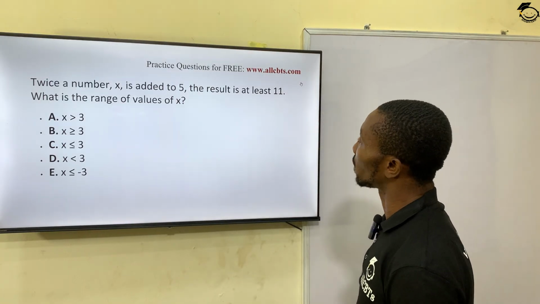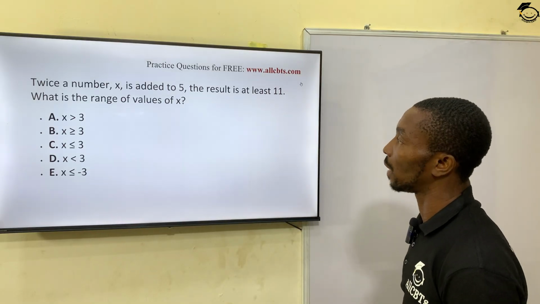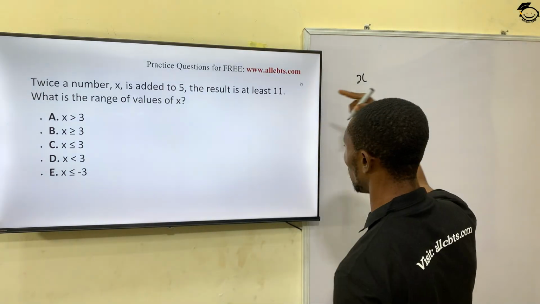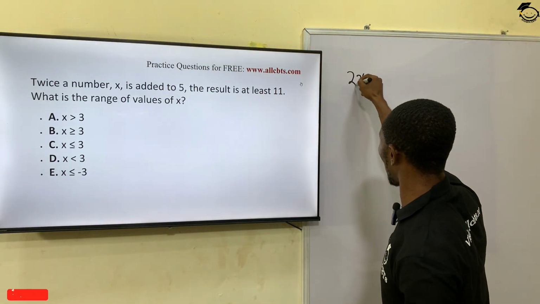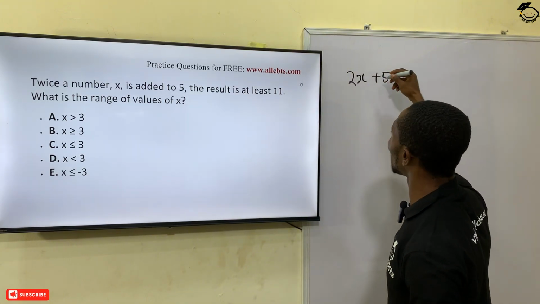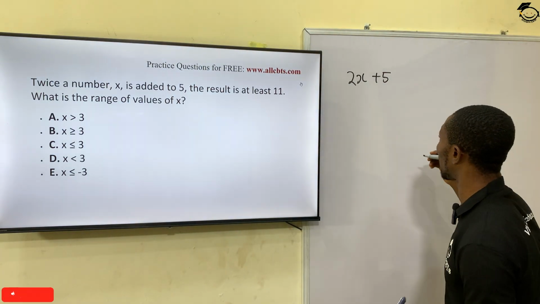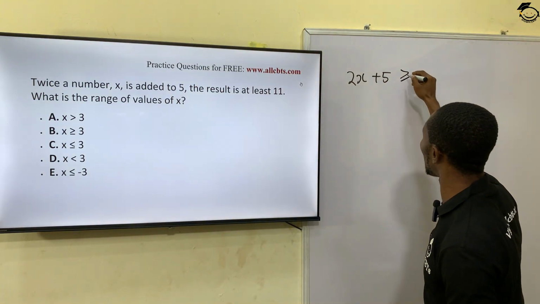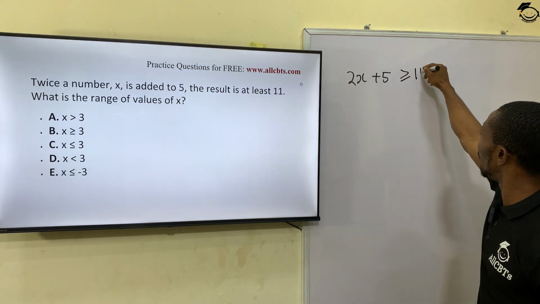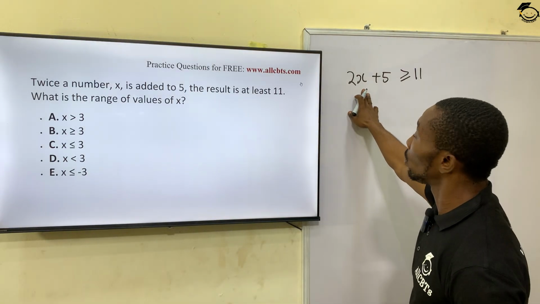Twice a number x is added to 5. The result is at least 11. What is the range of the values of x? So if we have a number to be x and they say twice a number, so 2 times x is added to 5, and the result is at least. At least means the least number should be 11. It could be greater than 11. So we are using our sign greater than or equal to 11. All right. Now, what is the value range of x?